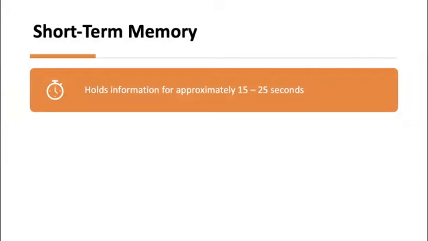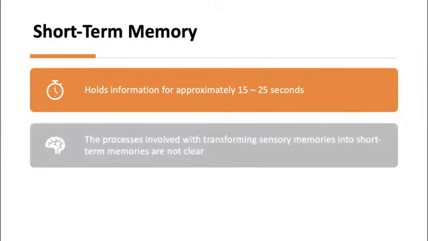So then, if those memories are transferred, we have short-term memory. So again, as I stated before, this allows you to hold information for about 15 to 25 seconds. Now, the specific processes that are involved with transferring the sensory memories into short-term memories aren't exactly clear. Theorists on memory are still sort of figuring out what processes are involved from getting the memories from that 1 second snapshot to the short term memory where they can be rehearsed and passed on.